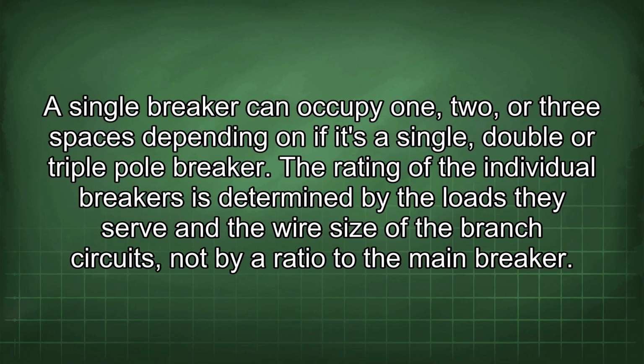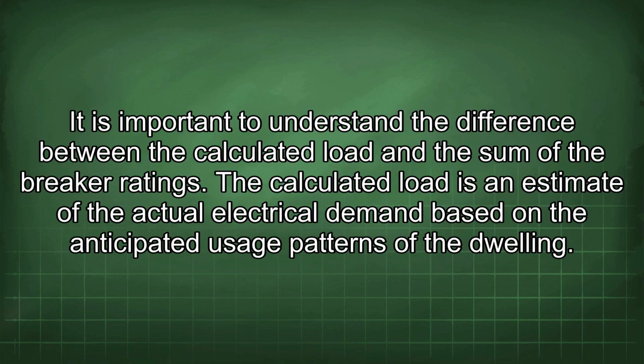A single breaker can occupy 1, 2, or 3 spaces depending on if it's a single, double or triple pole breaker. The rating of the individual breakers is determined by the loads they serve and the wire size of the branch circuits, not by a ratio to the main breaker. It is important to understand the difference between the calculated load and the sum of the breaker ratings.